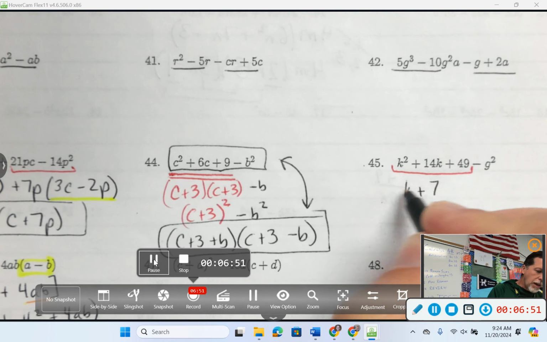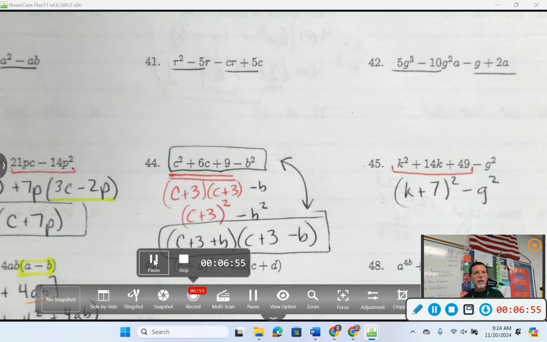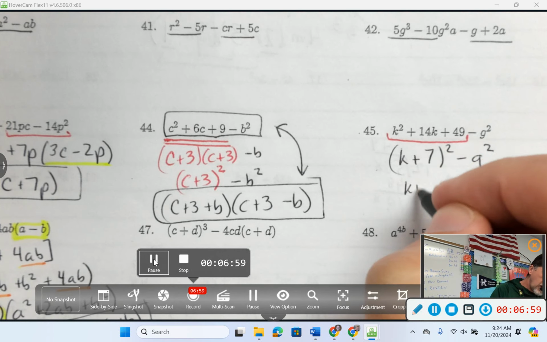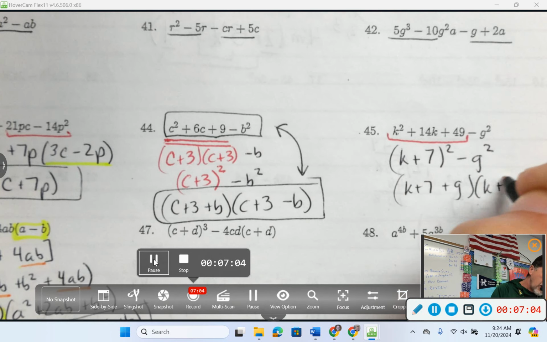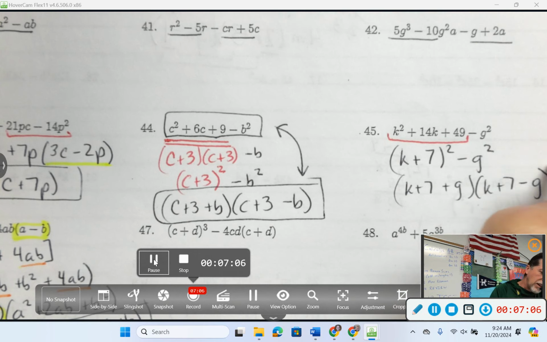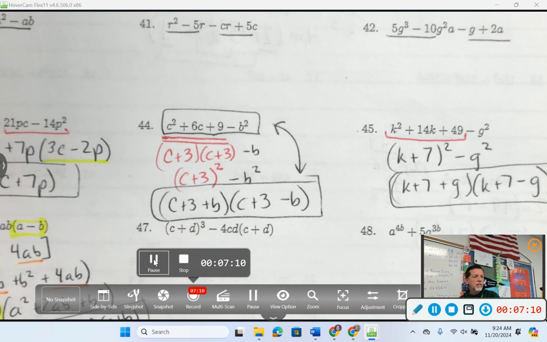Let's see, k plus 7 squared minus g squared. And so that's another one of those difference of squares. So first one plus the second one, first one minus the second one. K's and G's and 7's, all sorts of weird stuff.